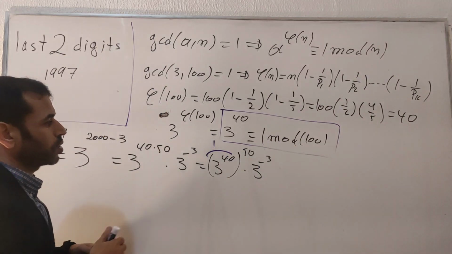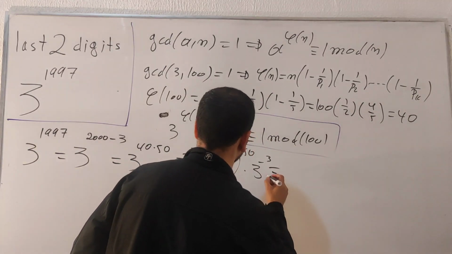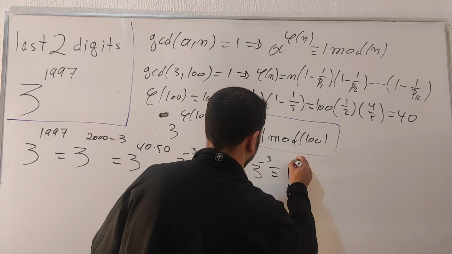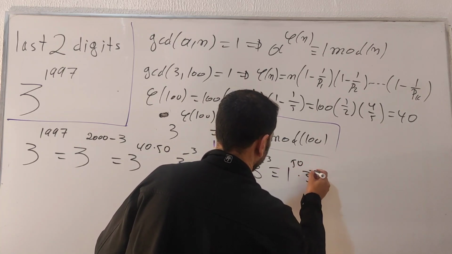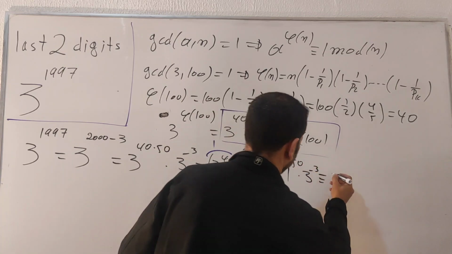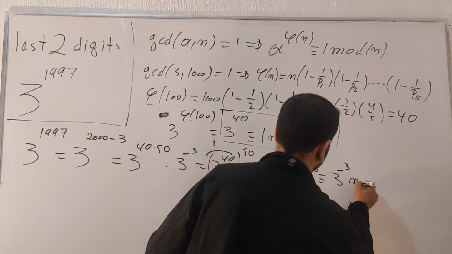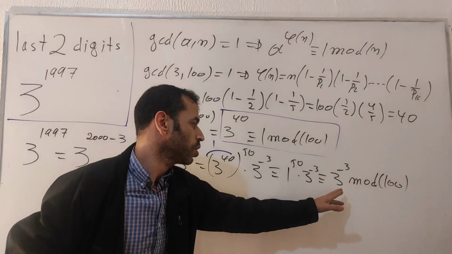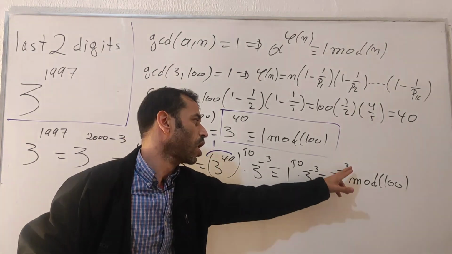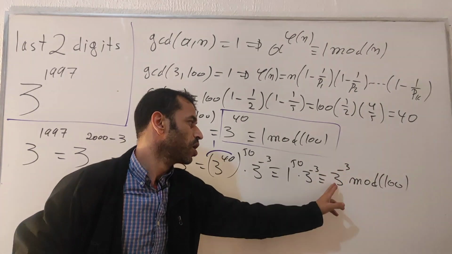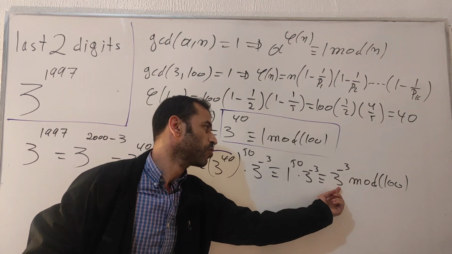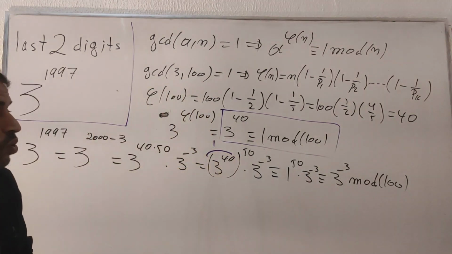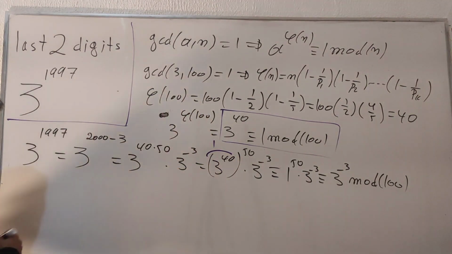This is congruent mod 100. So this is congruent to 1 to the 50 multiplied by 3 to the minus 3, which is congruent to 3 to the minus 3 mod 100. Here is a problem: how are we going to simplify this and find the appropriate value, okay? Let's use a nice trick here.